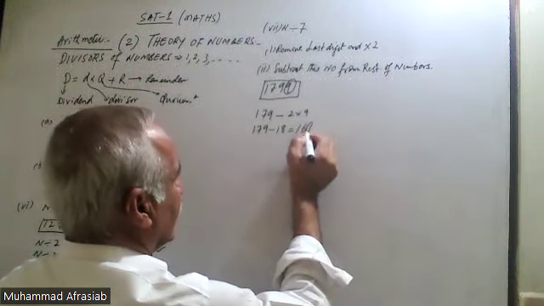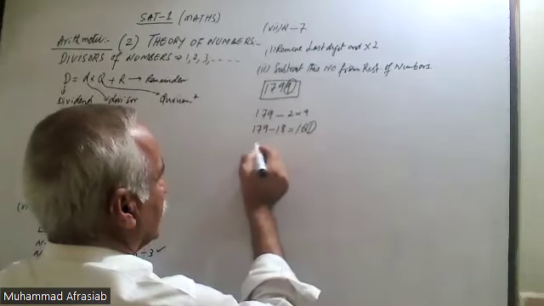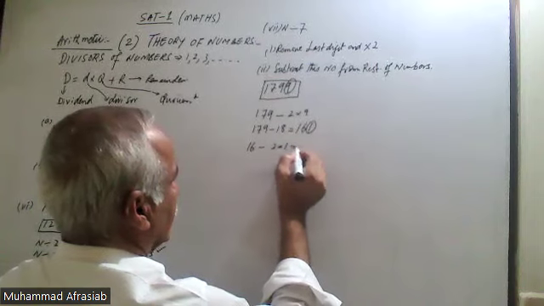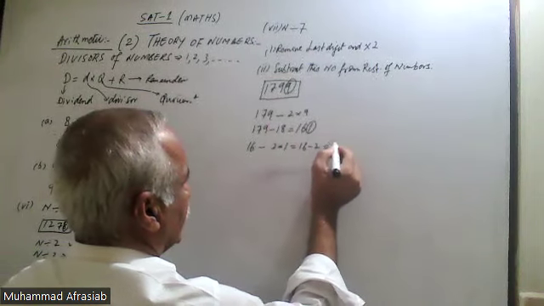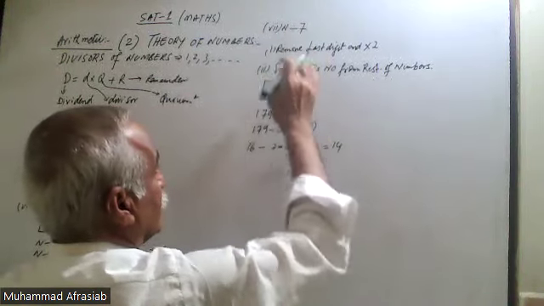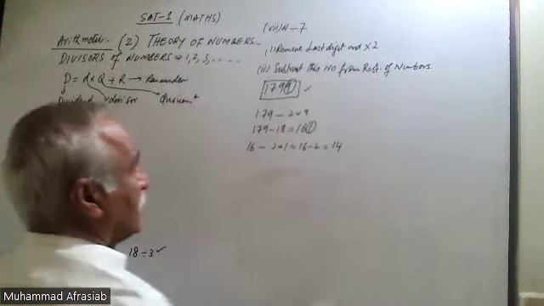Then again take the last digit twice. 16 minus 2 into 1. So that is equal to 16 minus 2, that is equal to 14. Since 14 is divisible by 7, this whole number is also divisible by 7.